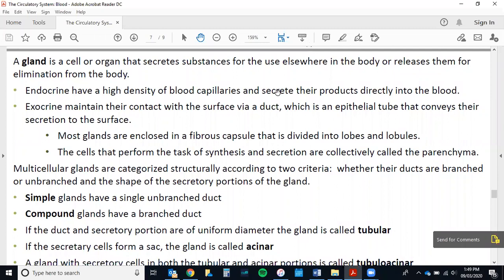Glands, we're going to talk about now the structures that we began discussing a little bit in our tissues lecture. A gland is defined as a cell or organ that secretes substances for use elsewhere in the body or releases them to be eliminated from the body, which is what we'll focus on in this lecture. That is what we call exocrine glands. Endocrine glands are glands that we'll talk about later in the semester. They're organs like our thyroid gland, pituitary gland, and adrenal glands that secrete hormones directly into the bloodstream, and that's why the endocrine glands have a high density of blood capillaries.